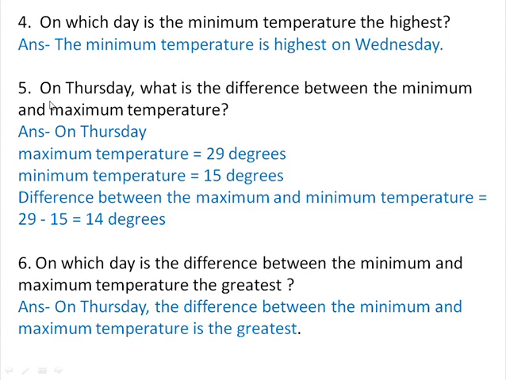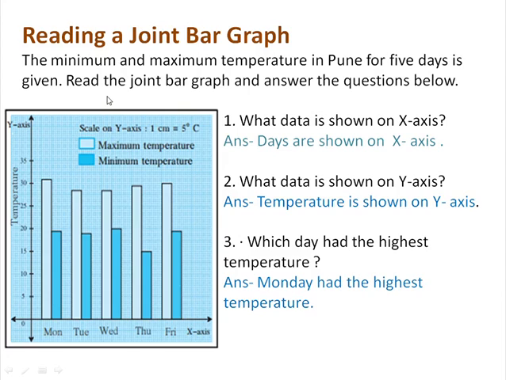Now next question. On Thursday, what is the difference between the minimum and the maximum temperature? Now first we will see the minimum and maximum temperature of Thursday. So if you look at the bar graph again, go on the bars, joint bars of Thursday. Now what is the maximum temperature? It is 29 degrees Celsius. Whereas what is the minimum temperature? It is 15 degrees Celsius.